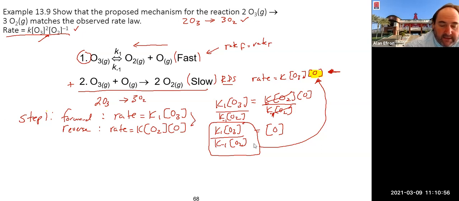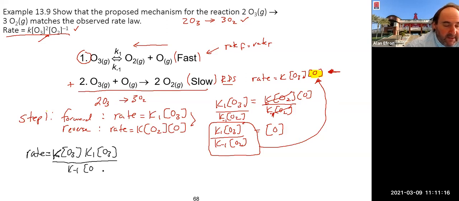If we do all that, that will get us the rate is equal to K times O3. Now, substituting in what we have there, we have K1 O3 divided by K to the minus 1 O2. Again, the K on top and K on the bottom will cancel. And now if we clean this up a little bit, we end up with K O3 squared divided by O2.